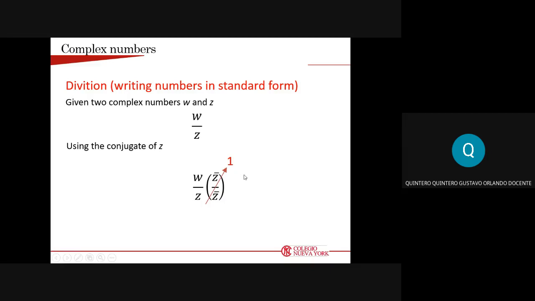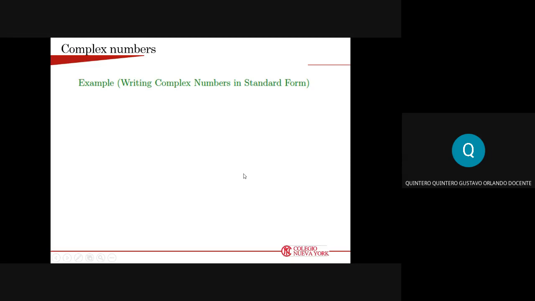Neat trick. All right, here is an example. Everything in math is a lot easier with examples.